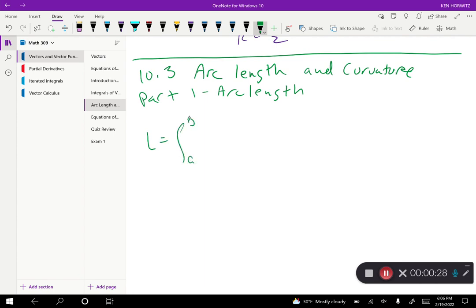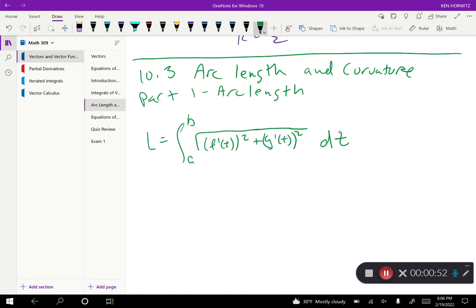From A to B, the square root of f prime of t squared plus g prime of t squared. And this is how you calculated arc length, probably in Calc 2.